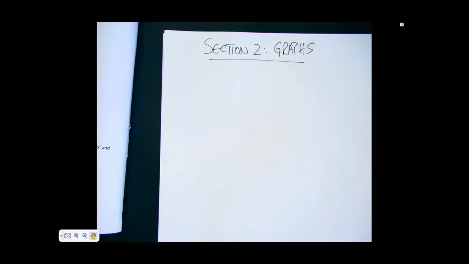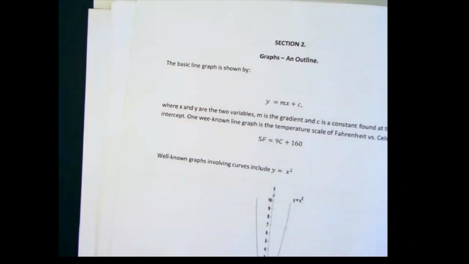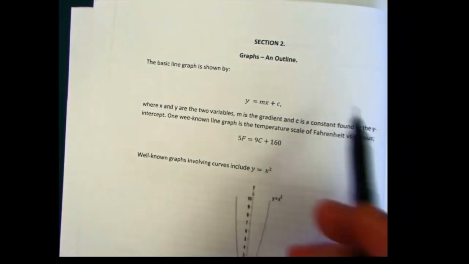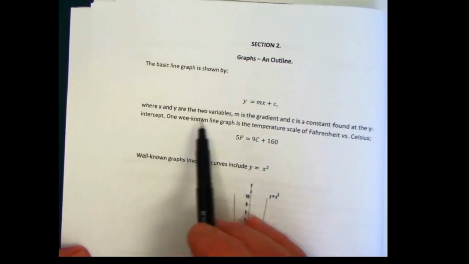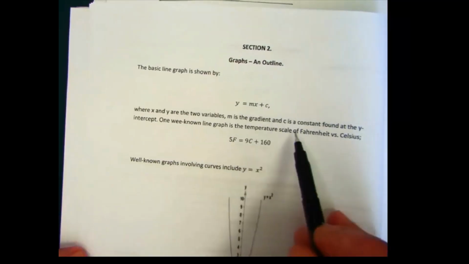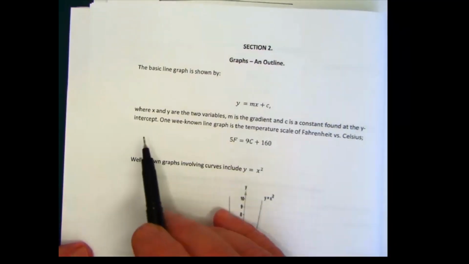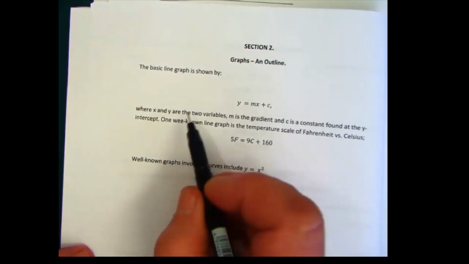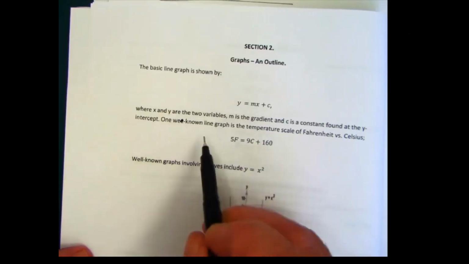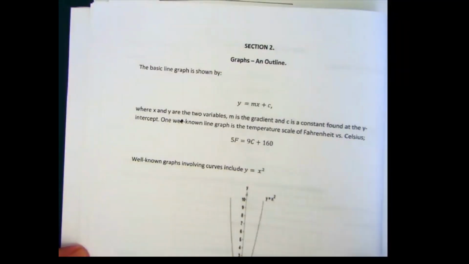Section 1, and now we're moving on to a brief outline of graphs shown in your book in Section 2. I've started there with what I hope most students would have understood from school. The basic line graph is shown by y equals mx plus c. X and y are two variables, m is the gradient, and c is a constant found at the y-intercept. A well-known graph is the temperature scale, Fahrenheit and Celsius.